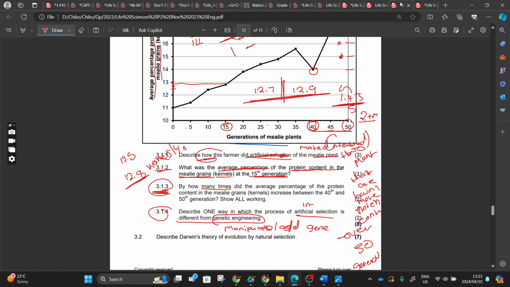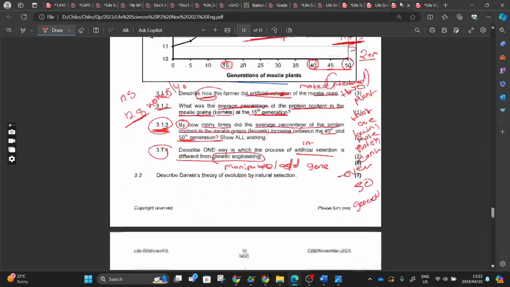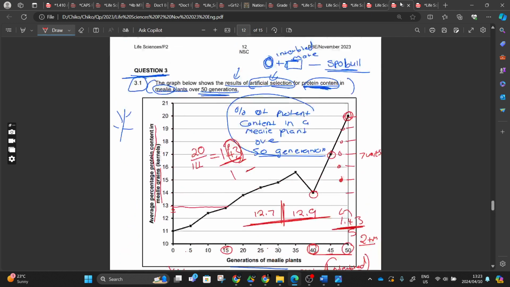They are saying, by how many times did the average percentage of the protein content in milligrams camel increase between 40 and 50 generation? Show all your calculation. And then the marks there were only 2, right? So maybe this can also be the answer here. But this 20 out of 14, I can see that it's this 20 divided by this 14. Maybe that's how we divide in this graph.